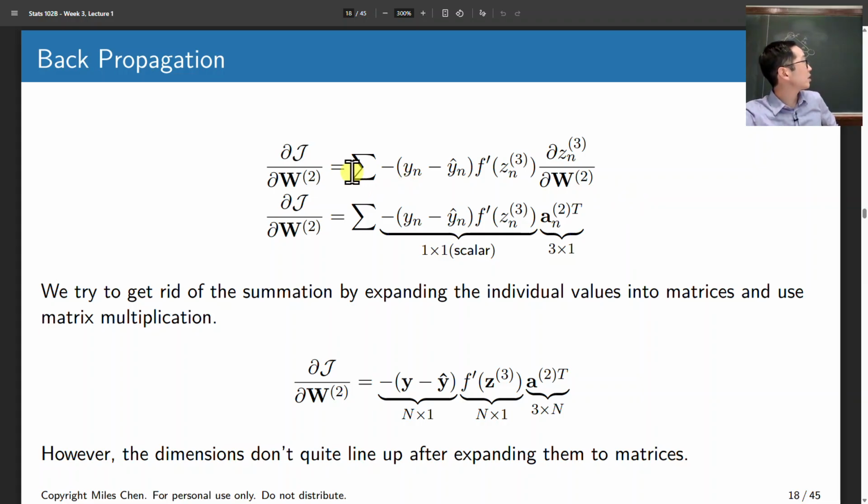So this is, how does our loss function change with respect to W2? We're going to say it's y minus y hat times f prime of zn3 times a sub n transpose. Okay, now this thing is 3 by 1, okay? And a sub n is 1 by 3. A sub n transpose is going to be 3 by 1. All of these values are scalar values. Okay, y sub n is a scalar value, y hat sub n is a scalar value, z at the third layer is a scalar value. So this is all just one thing.